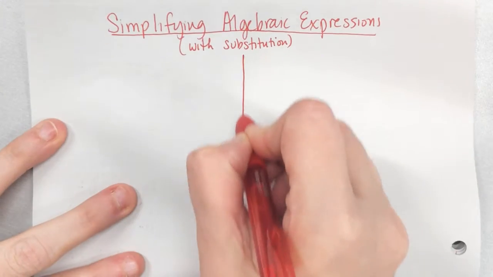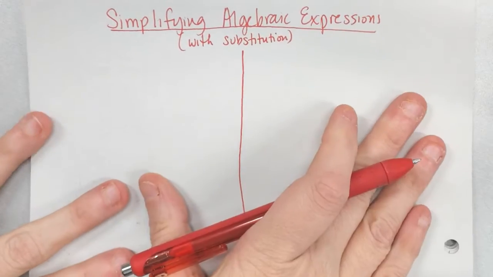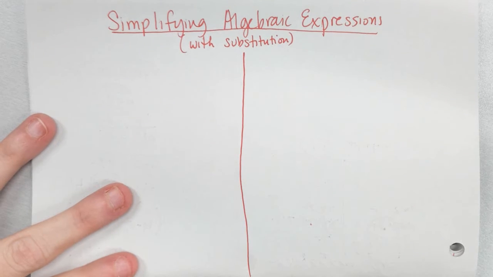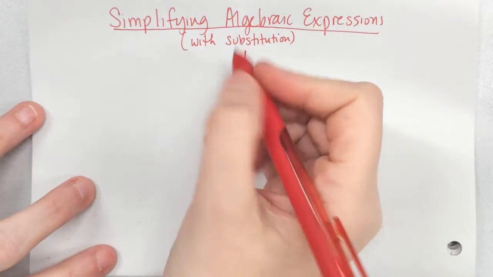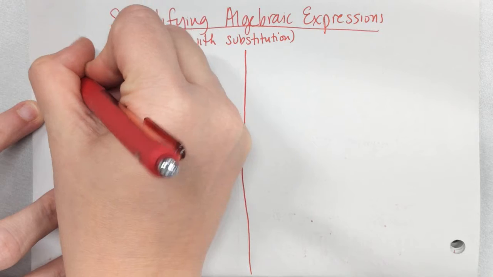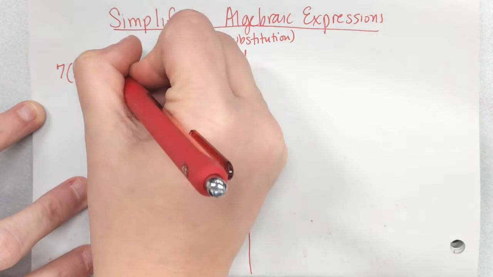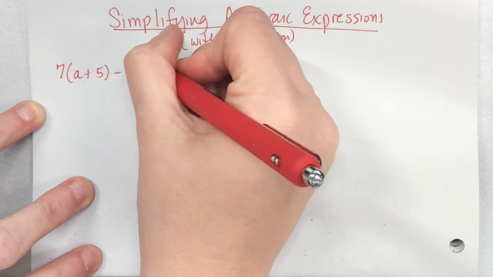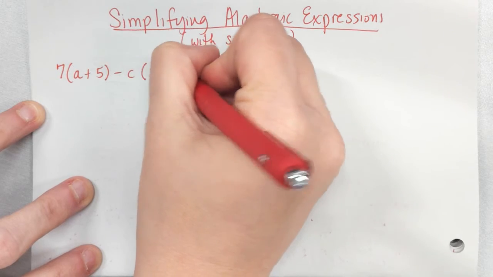Okay, so we're going to do 2 examples, and then I'm going to cut you loose to work on your practice. It will be for a grade. It should be the easiest 100 you've had all year. So the first one we're going to do is 7 parentheses a plus 5 minus c parentheses 2 plus a.